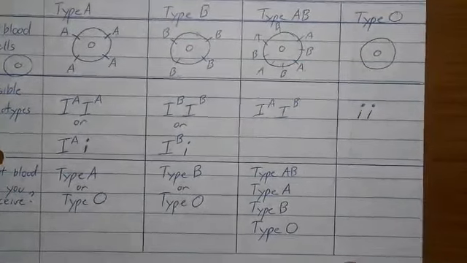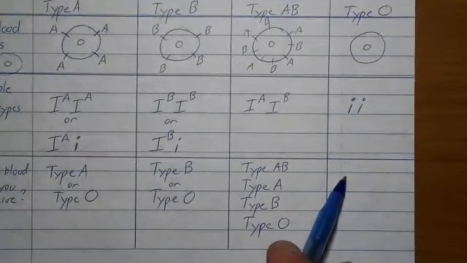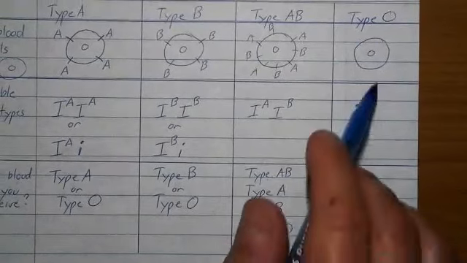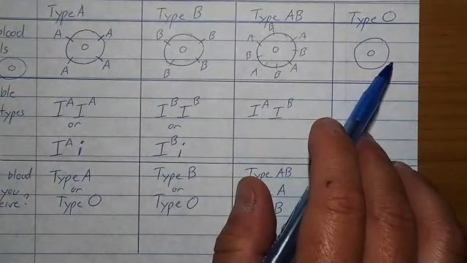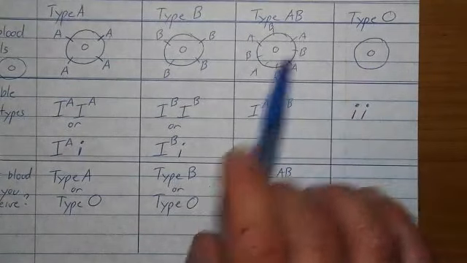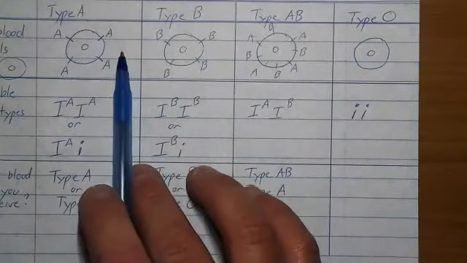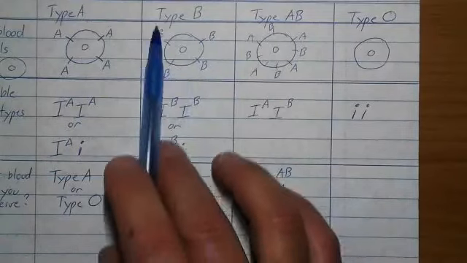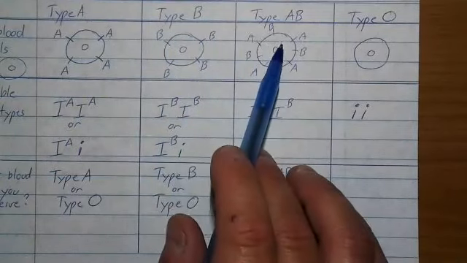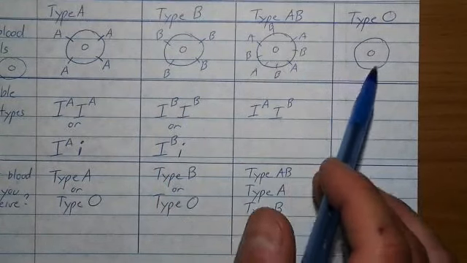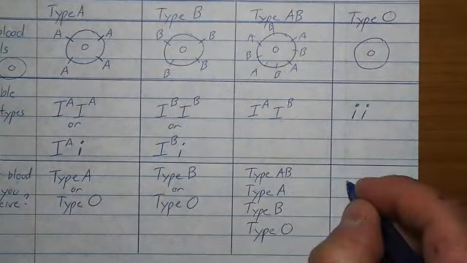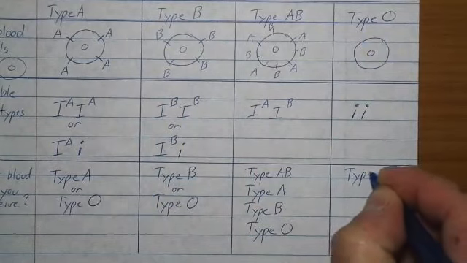All right, then come over here to type O. Can you take, your body says, hey man, if you have anything on the outside, you don't belong here. And so if you have an A on the outside, you don't belong. If you have a B on the outside, you don't belong. If you have an A and a B on the outside, you definitely don't belong. So the only thing that belongs is other type O. So you can only take one type of blood, type O.